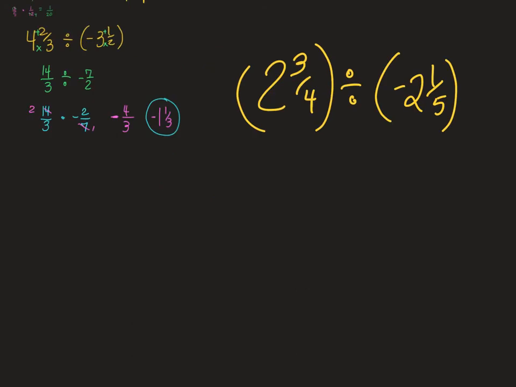All right, this is one for you to try by yourselves. You're going to divide. You got to make them improper first. Oh, I should not be giving you any hints. You can do this. Yes, you can. Hit pause and come back and let's see if you were right.